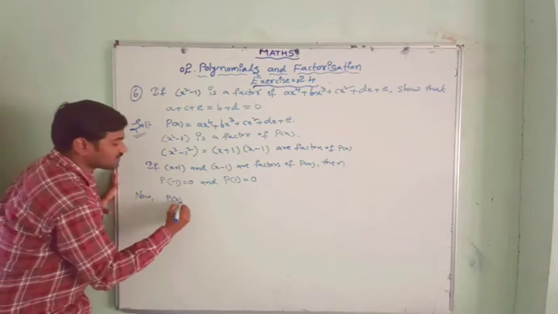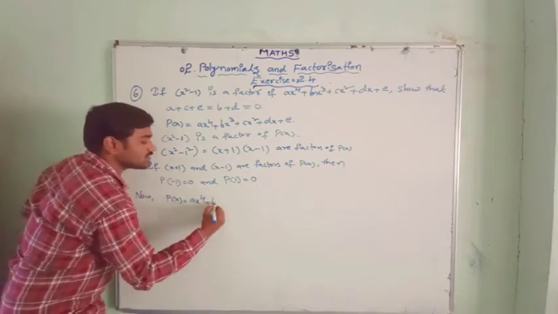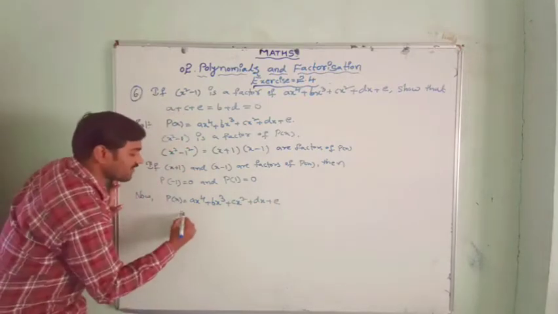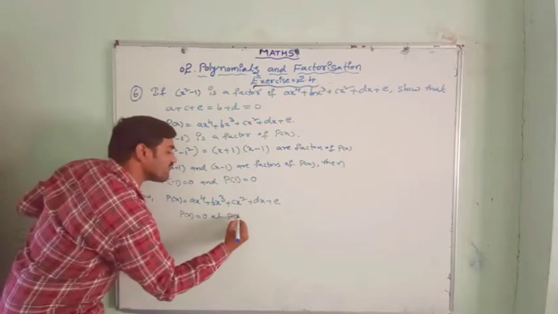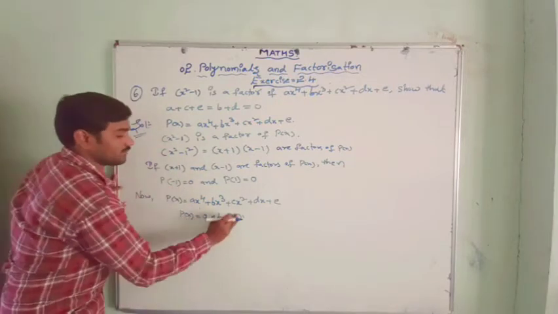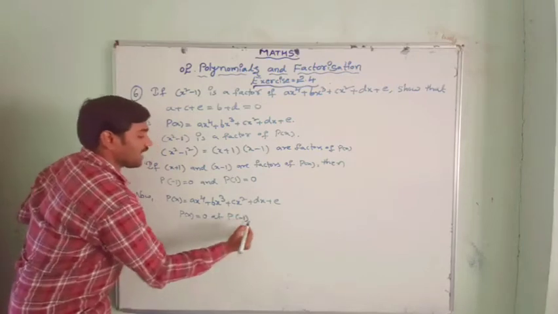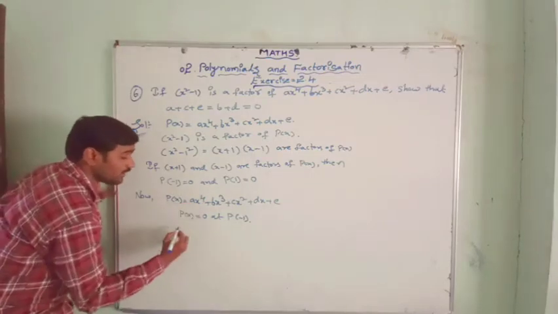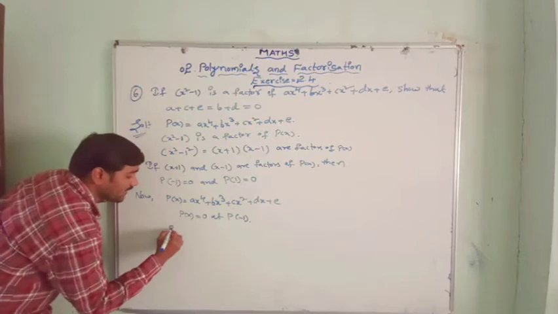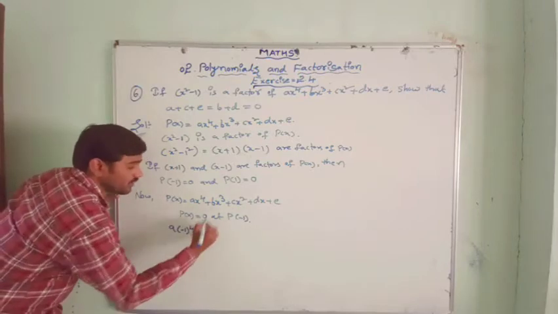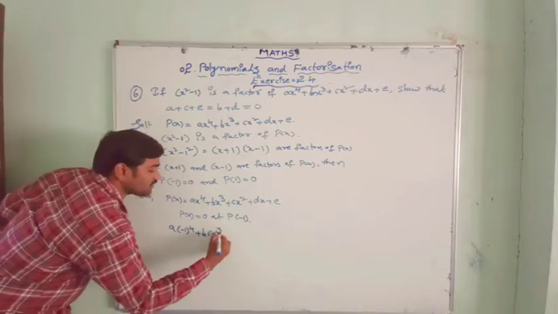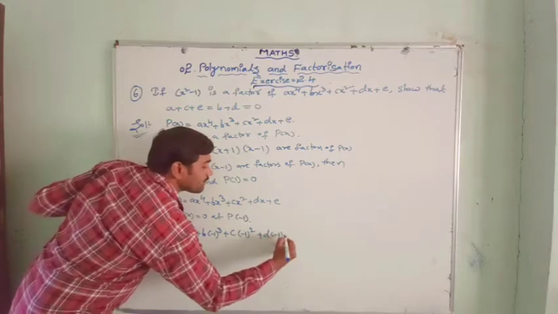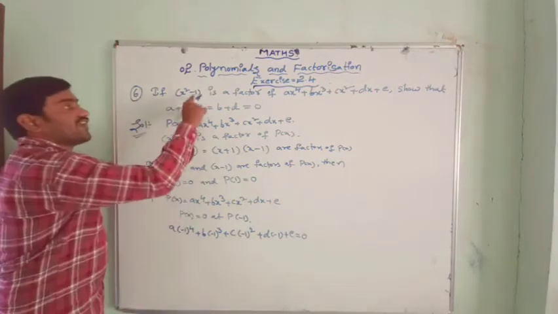Now the polynomial p of x is equal to ax to the power of 4 plus bx cube plus cx square plus dx plus e. Here p of x is equal to 0 at p of 1 and at p of minus 1. So instead of x, I am going to substitute minus 1. A into minus 1 whole to the power of 4 plus b into minus 1 whole to the power of 3 plus c into minus 1 whole to the power of 2 plus d into minus 1 plus e, that is equal to 0 because already it is a factor.